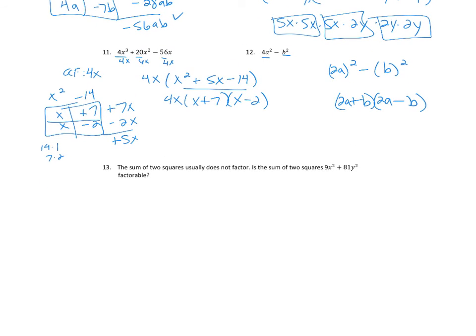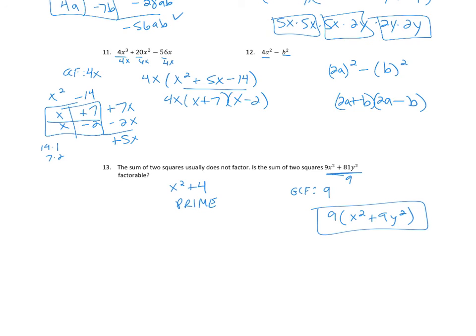Then 13 says the sum of two squares usually does not factor, right? If you've got like x squared plus 4, sum of two squares does not factor. That's prime. So is this sum of two squares factorable? Well, do they have a common factor? They do. 9, and that's it. So if we factor out a 9, divide to see what remains, then these are factors. So this is factorable. We would not say this is a prime polynomial.